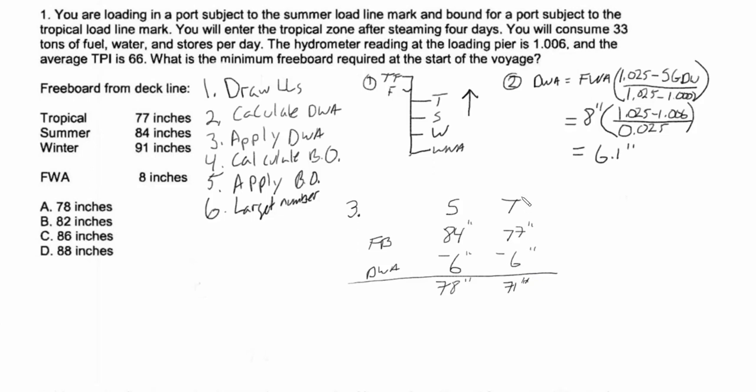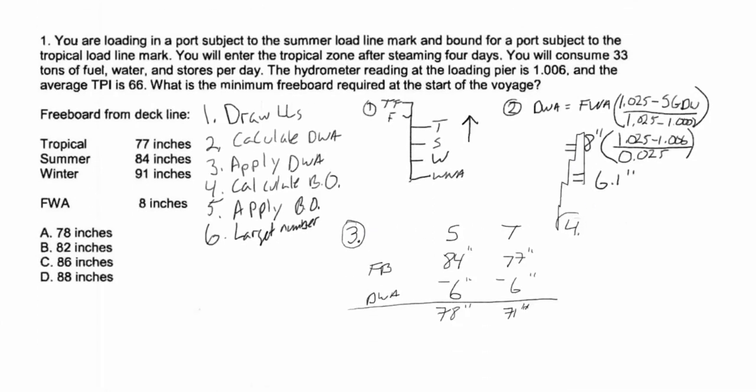Okay, but we're not going to arrive at the tropical zone for about 4 days. We'll come right out into the summer zone, but we won't require tropical for 4 days. So now what I've got to do is calculate my burn off. So burn off right here. Okay, that was 3. Now we're going to do step 4.